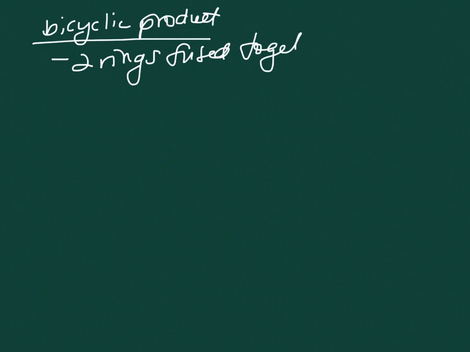Alright, so in that previous example we drew a bicyclic product. Bicyclic is when we have two rings fused together. Okay, let's look at another example where we're going to form a different type of bicyclic product. So there's our diene. Here's our dienophile.